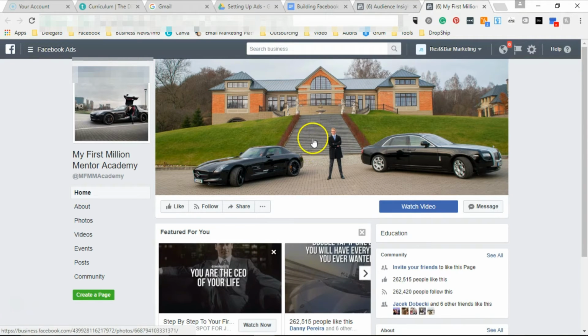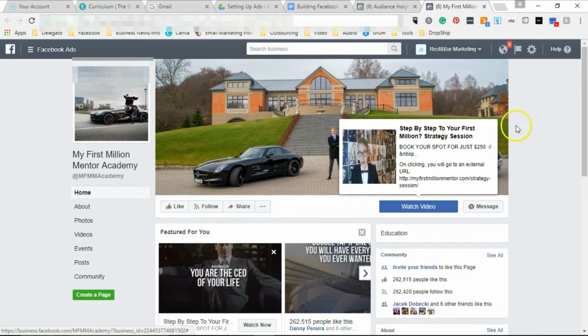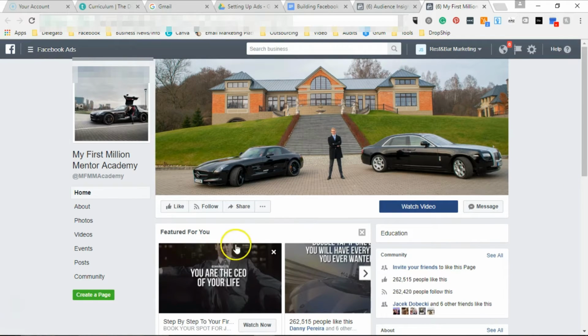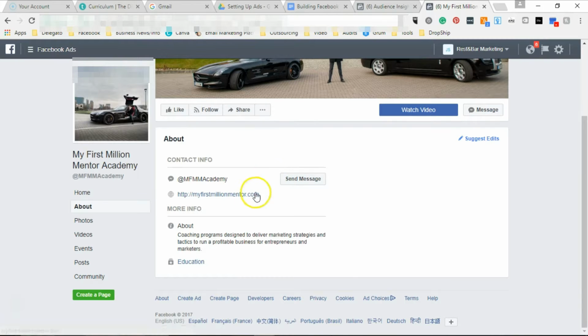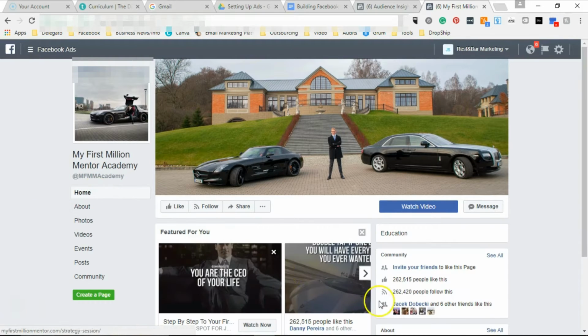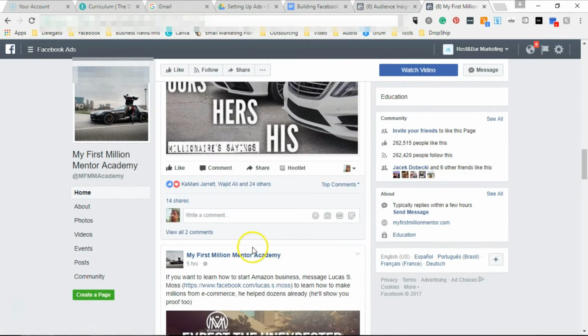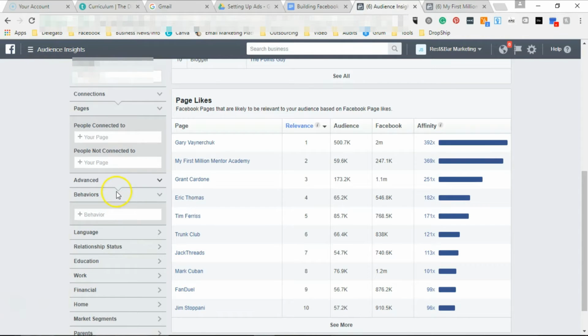See, we got a young guy on here with a Bentley and a Maserati. I think that's a Bentley. I'm not too big on fancy cars like that, like a lot of people are. I'll have a fancy car, but I'm not going to sit there and froth over it. So we go to about, let's see what he's about. Alright, it's coaching programs designed to deliver marketing strategies and tactics to run a profitable business for entrepreneurs and marketers. So it's about marketing. So this could be something that you would add to your interest group. He's got 262,000 people who like him. And that's really it. You're just looking for interest groups that you can add. So I might add this to that interest group up here.